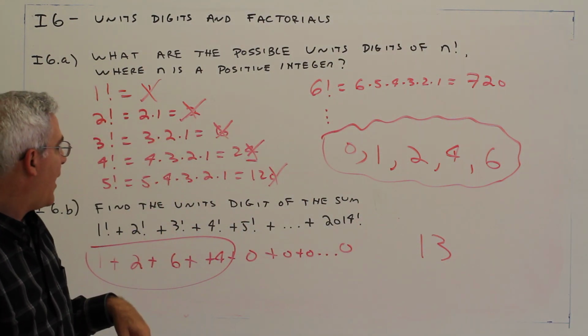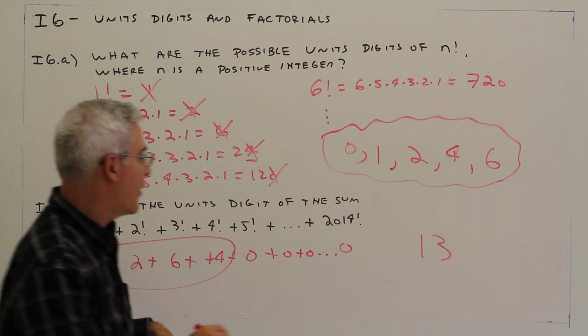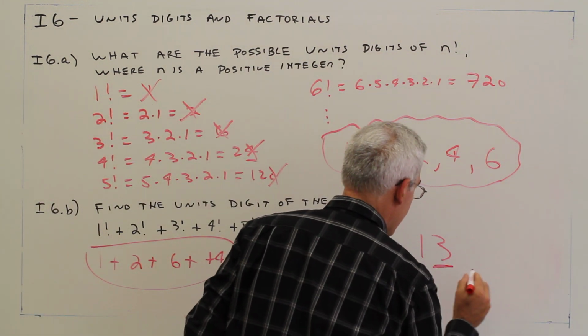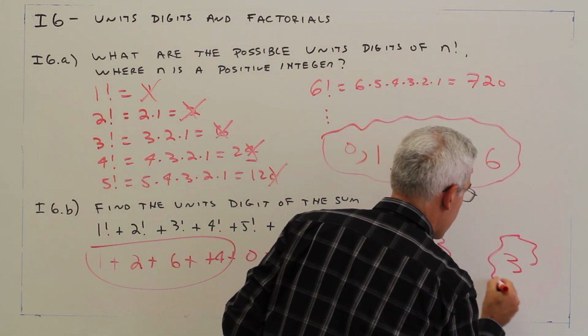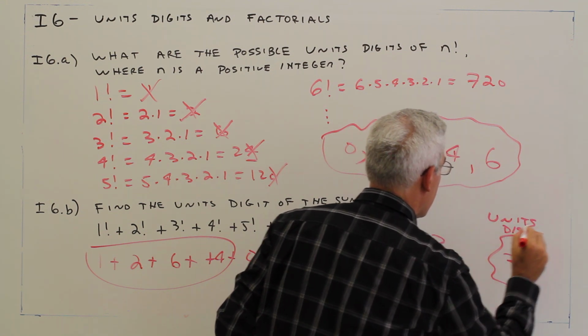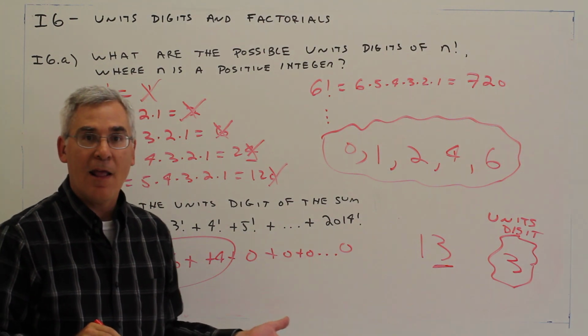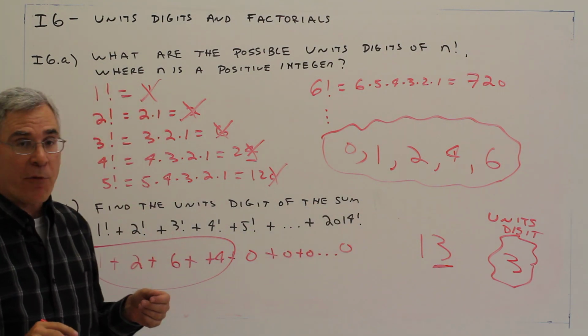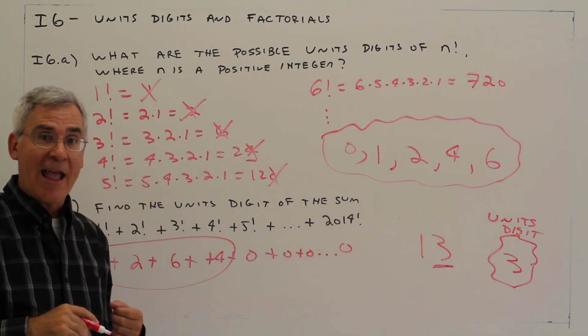The units digit can't be 13, so the units digit is just 3. And there you have it, how to solve problems involving units digits and factorials.